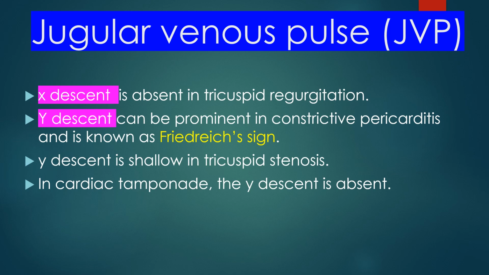X descent is absent in tricuspid regurgitation. Y descent can be prominent in constrictive pericarditis and is known as Friedrich's sign. Y descent is shallow in tricuspid stenosis, and in cardiac tamponade the Y descent is absent.